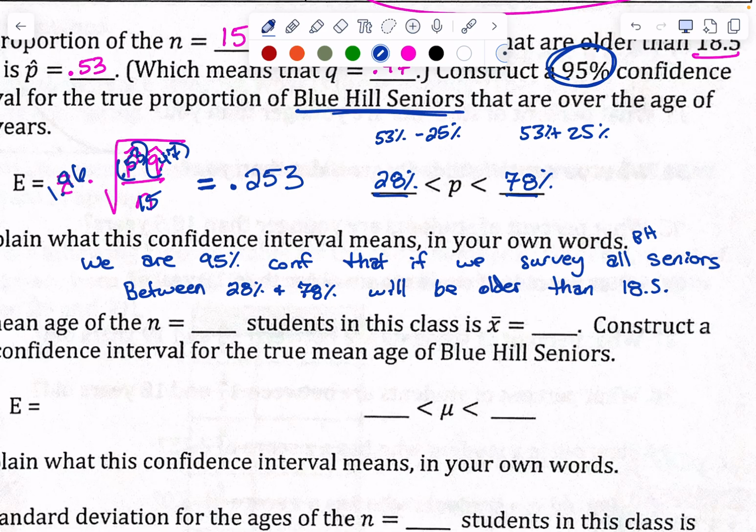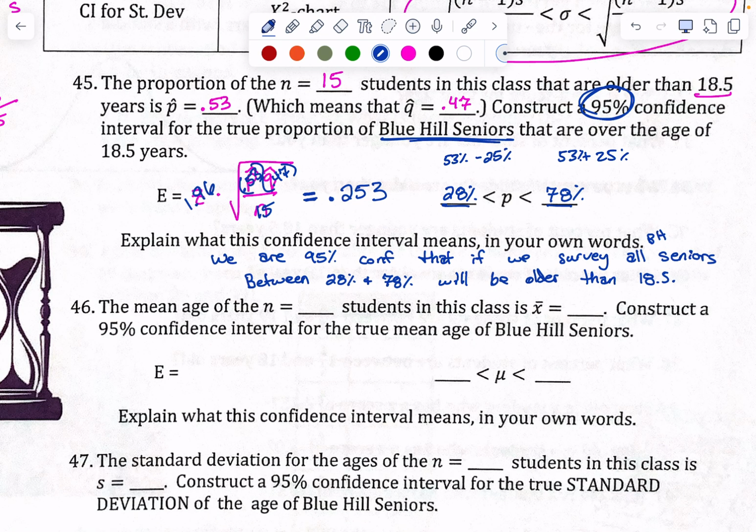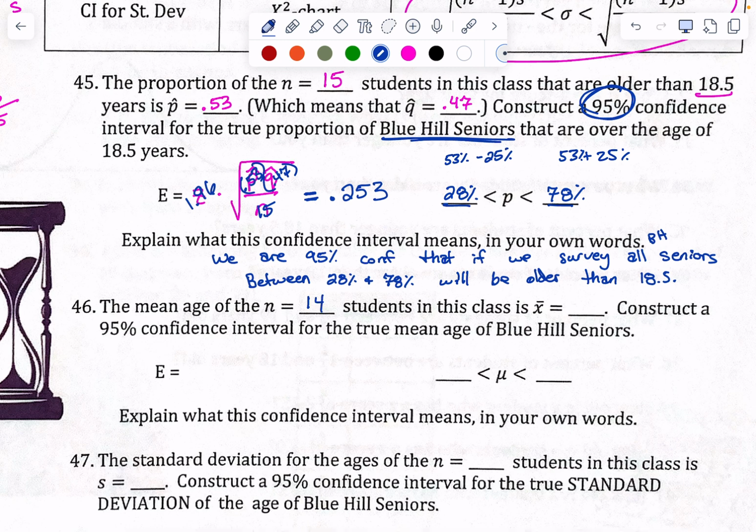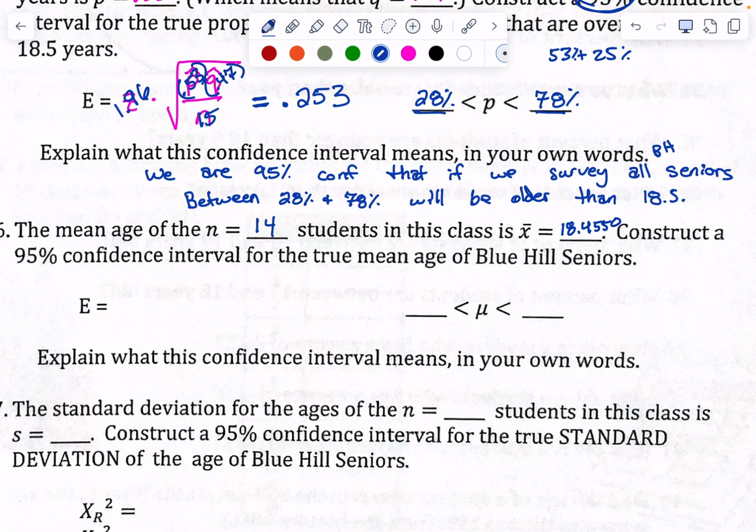On grad day, see, this is where we need to do 14 now, because the average age is going to be different. Should we go down to 14 now? Yep, we'll back down to 14. The mean age of the 14 students in the class is, what was the number? 18.4450? Yeah, 4450.